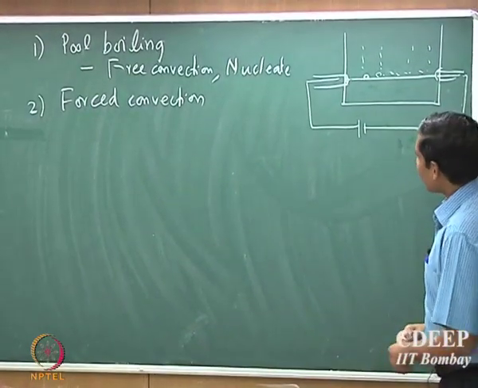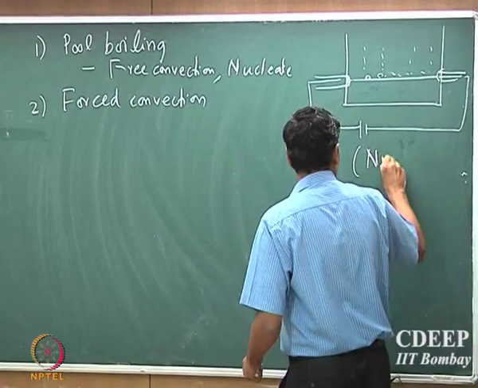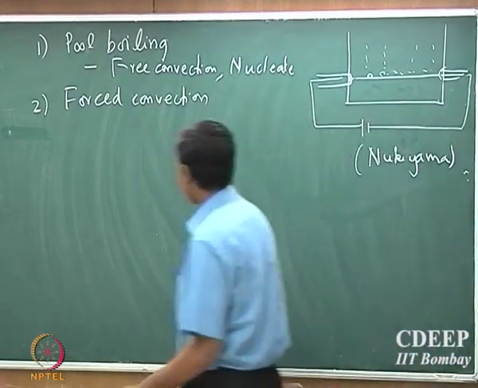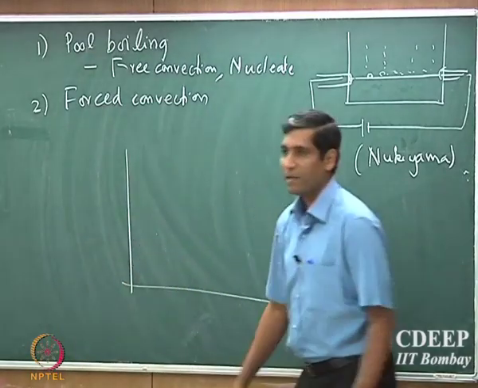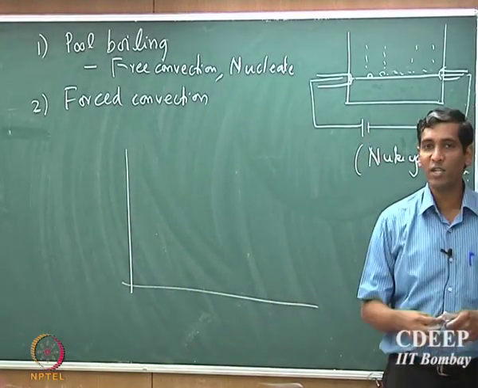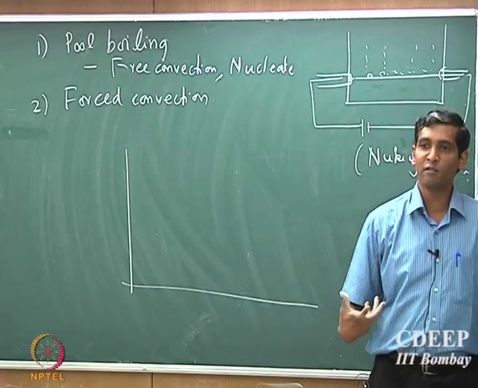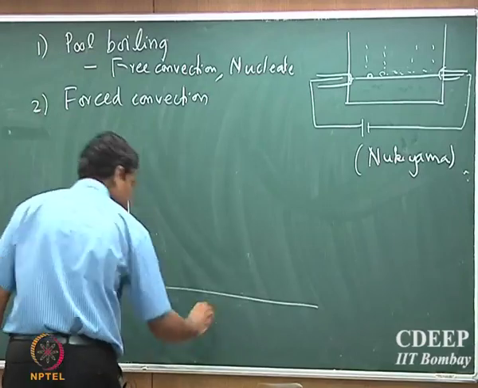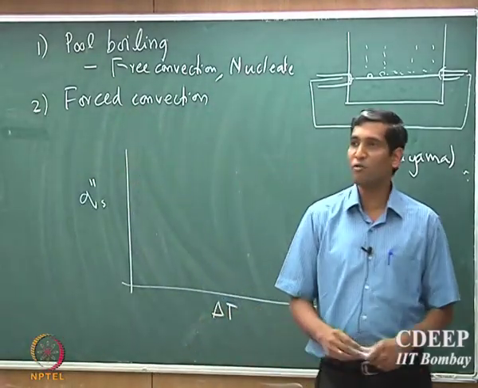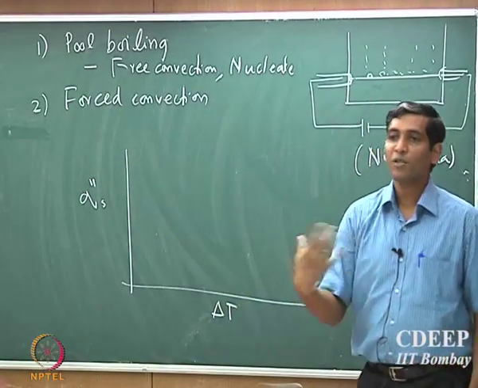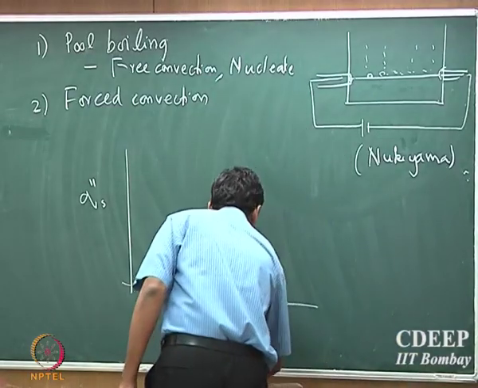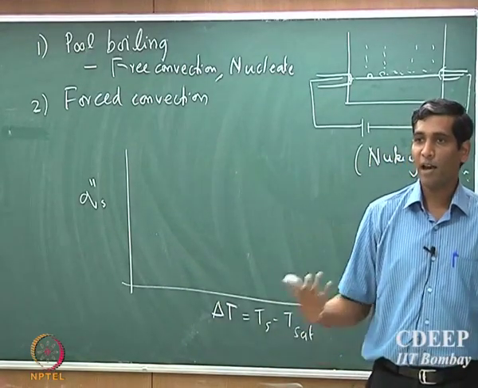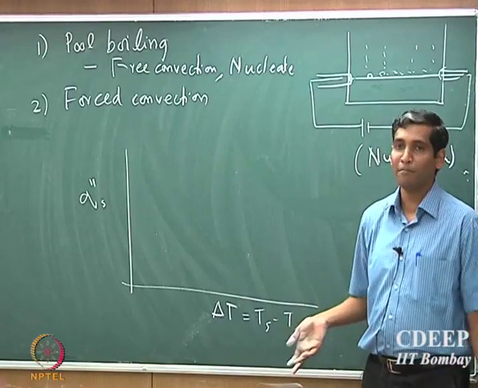So what was observed? This experiment was done by a person named Nukiyama. Because it's a very controlled experiment, you can find out the net flux of energy that was transported to the fluid. So you make a plot between Qs and delta T. Here we assume that when you start the experiment, the fluid is almost at the saturation temperature. So this is Ts minus Tsat. Note that the saturation temperature, or the boiling temperature, is fixed for a given fluid under given conditions.